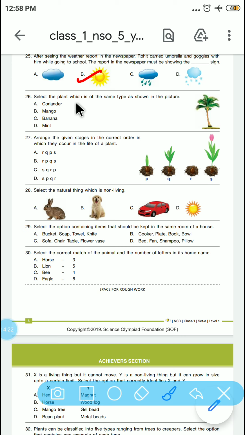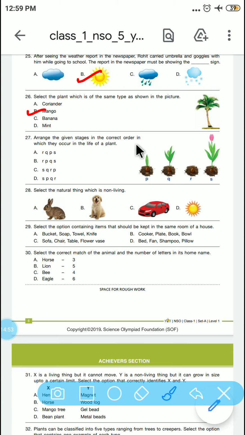26th question. Select the plant which is of the same type as shown in the picture. So which one will be matchable to this? It is a coconut plant in front of our eyes. So the 26th question is matchable to a mango tree. None of these plants are as tall with strong branches like this coconut one. So it is it.